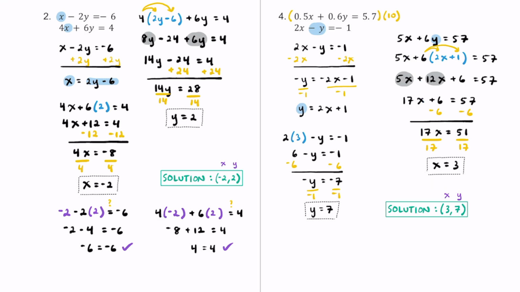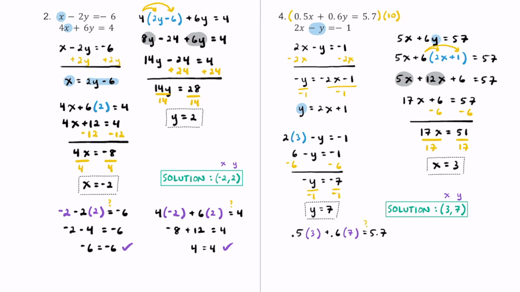Plugging into that top equation, that's going to be 0.5 multiplied by x, which we think is going to be 3. And then it's going to be plus 0.6. Again, I'm leaving off the zeros, but you can write them if you want to. That's going to be times 7. And this hopefully is equal to 5.7. Okay, so let's see if that's true.